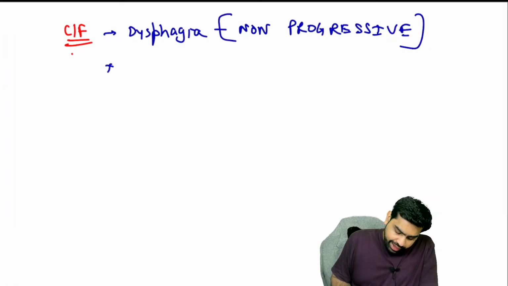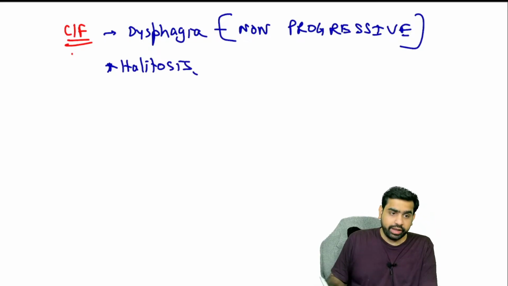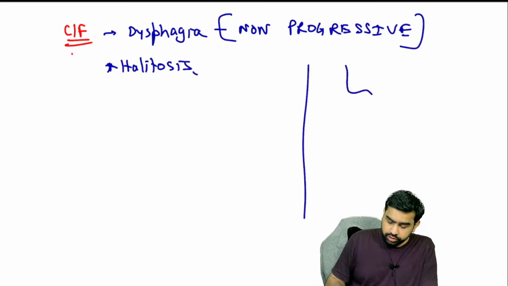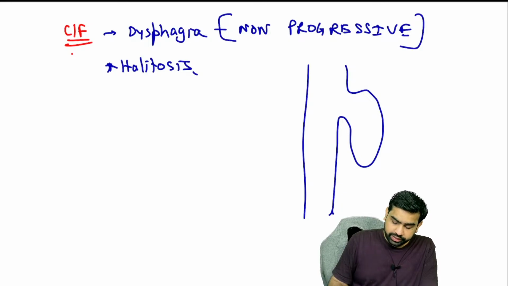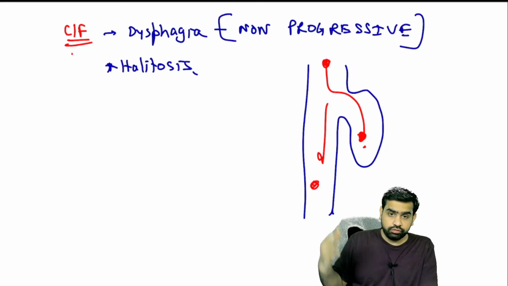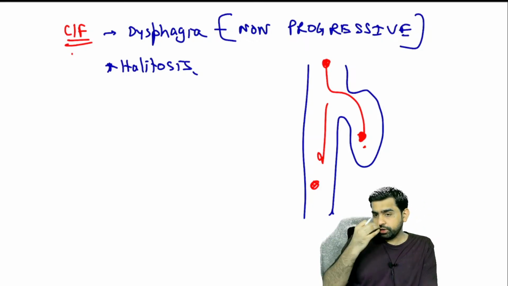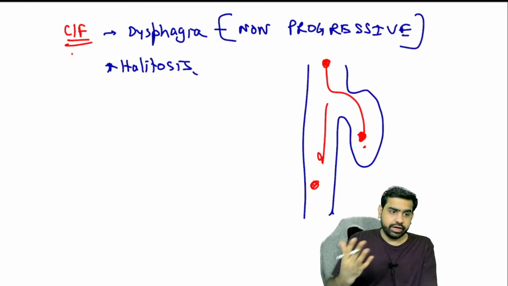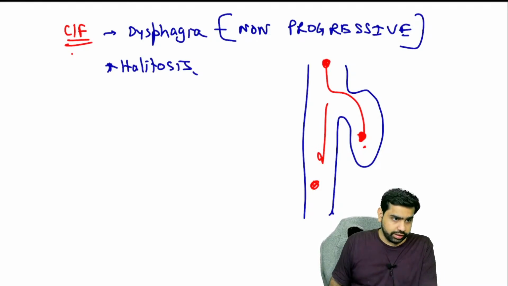What else are the patients going to have? The patients are going to have halitosis, that is a bad odor. Why? Because there is a part of the esophagus which is coming out like this. Whatever food the patients have might get accumulated inside this diverticulum, and over a period of time it can become decayed and give a foul smell. That is what is referred to as halitosis. I hope you are able to understand this particular point.